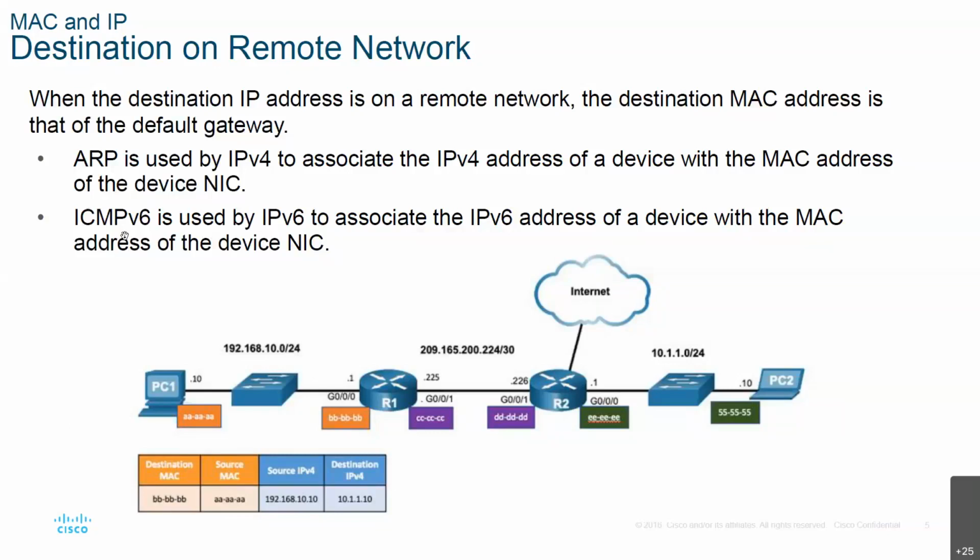So ICMP version 6 is used for IP version 6 to associate the IP version 6 address of a device with the MAC address of the device. Just remember, whenever you are going out of a network, the destination MAC will always be the MAC address of the gateway.